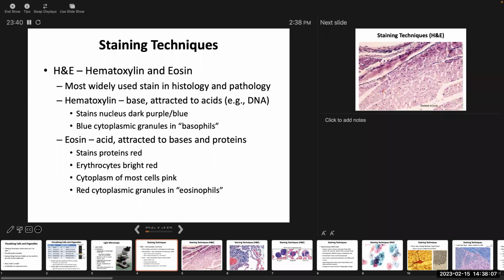So as I said, H&E consists of two different chemicals that are used to stain these light microscope slides. The first one's called hematoxylin. And hematoxylin is a base. It is alkali. It has a pH above 7, which means it's going to be attracted to anything that's acidic, anything that has a pH below 7. It's going to bind to any acid present in the cell to form what we would call a salt.